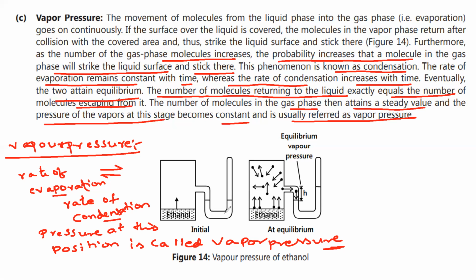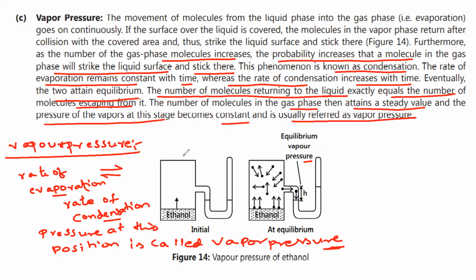So take ethanol in its initial condition. If you heat it, what happens? Some molecules of ethanol will change into gas molecules; ethanol liquid changes into ethanol vapors. If the number of molecules returning to the liquid exactly equals the number of molecules escaping from it, it is called the equilibrium position. The pressure at this equilibrium position is called vapor pressure, and this height is called vapor pressure. I hope it is clear.